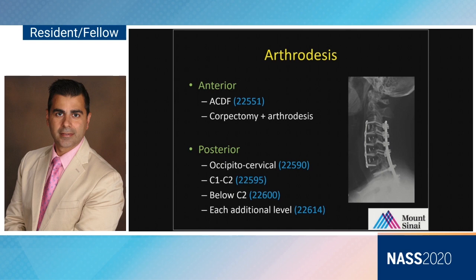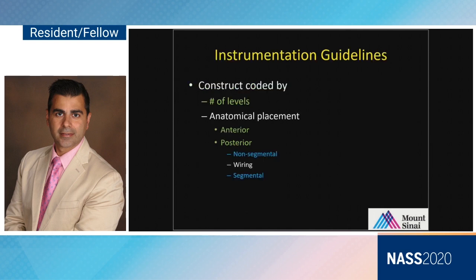So now that we've discussed a decompression and a fusion, the next aspect to think about and to discuss for billing and coding purposes is whether or not instrumentation was utilized. In modern day spine surgery, it is fairly rare that we perform an arthrodesis without instrumentation. Of course, there could be some patient factors that lead you to not want to instrument or to use some external immobilization techniques. But for the majority of our cases, there's always instrumentation involved.